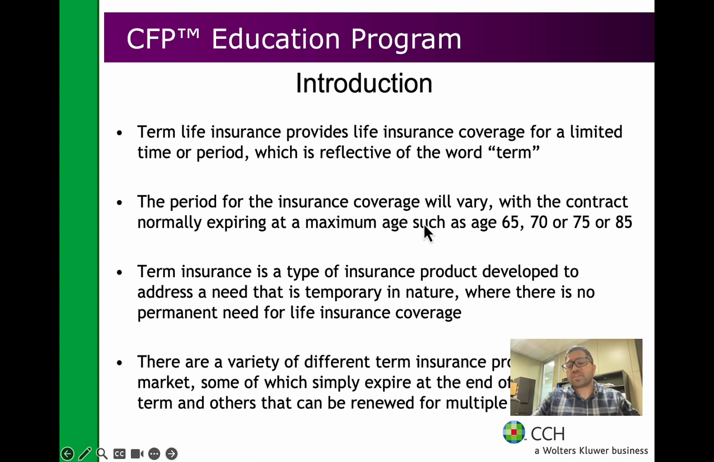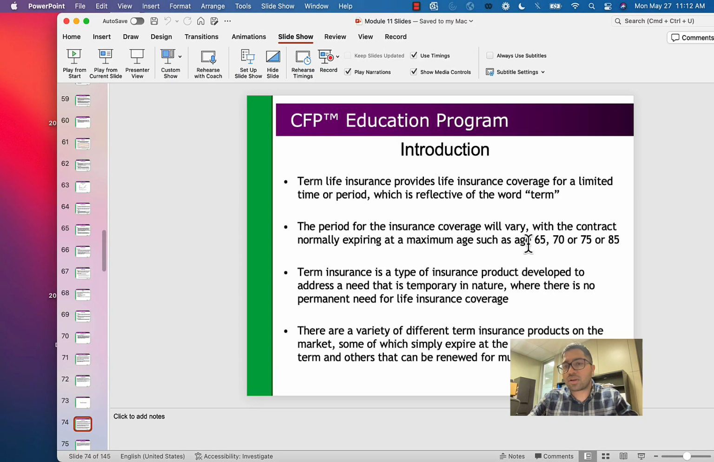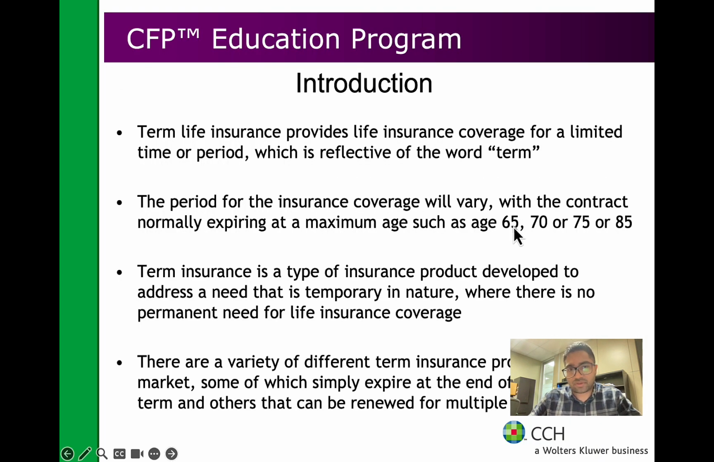The period of insurance coverage will vary, with contracts normally expiring at the maximum age of 65, 70, 75 or 85. What does this mean? Term insurance is not indefinite insurance. Beyond the age of, let's say, 65, in most cases the insurance company will not cover you. The insurance company will not provide you insurance.